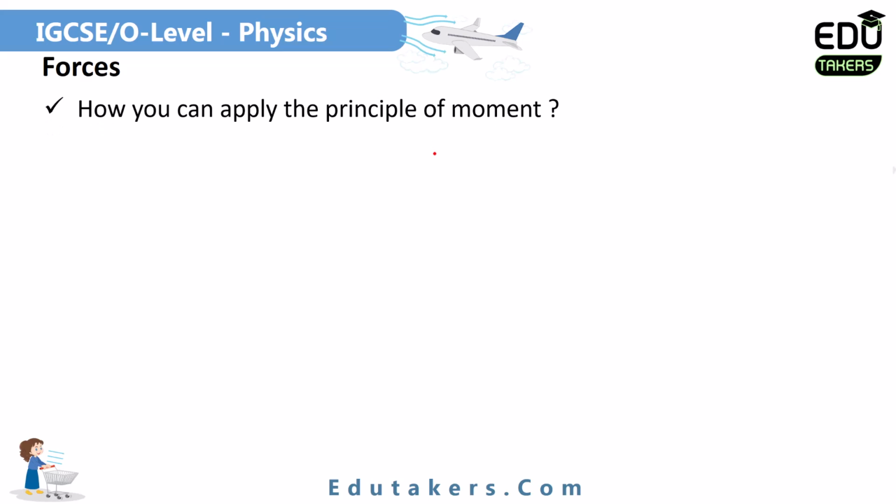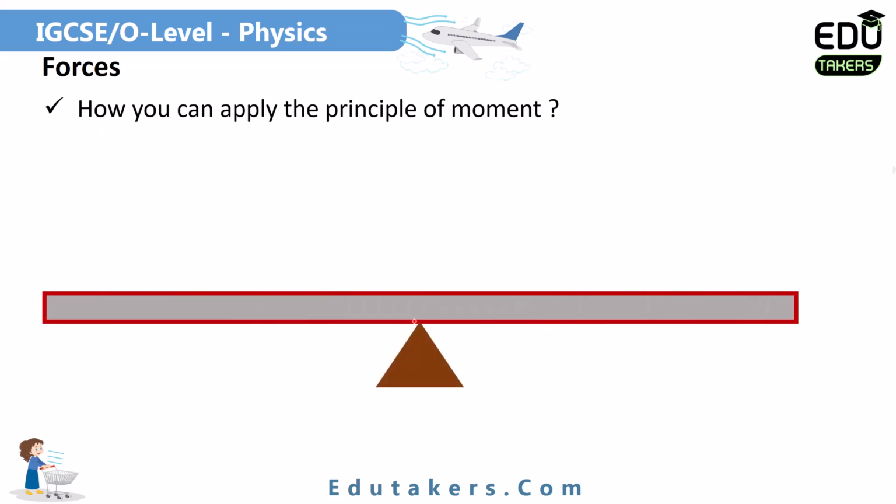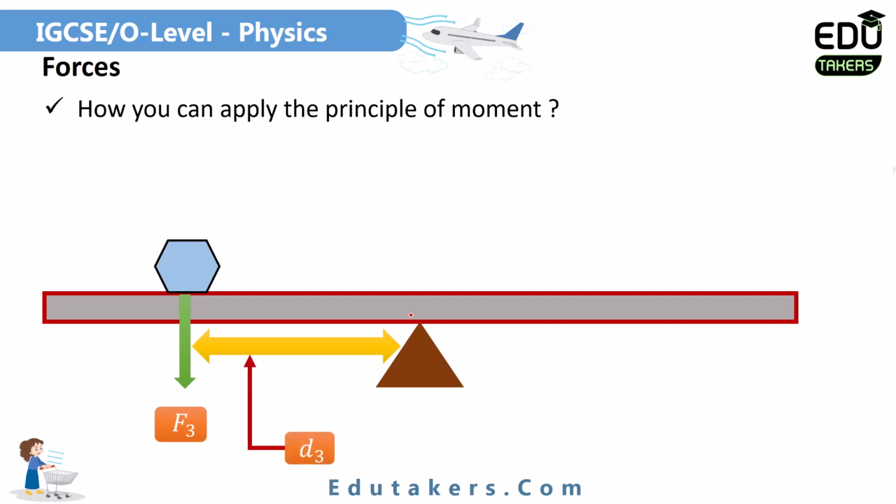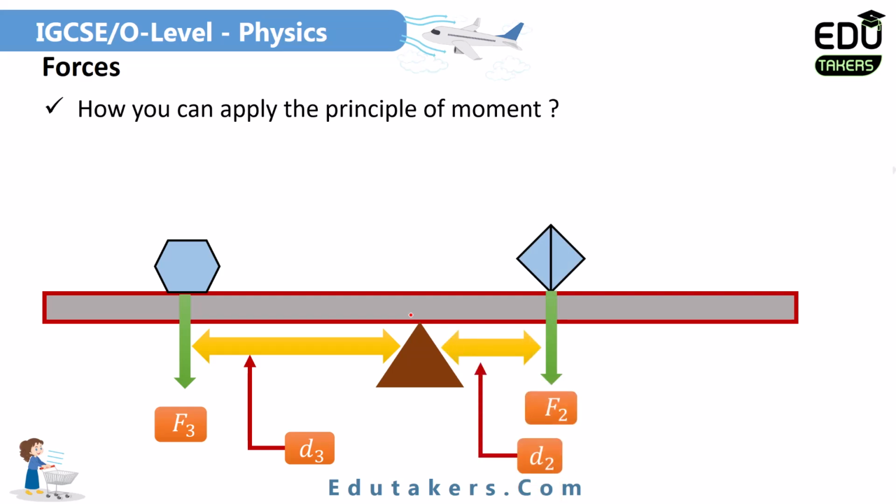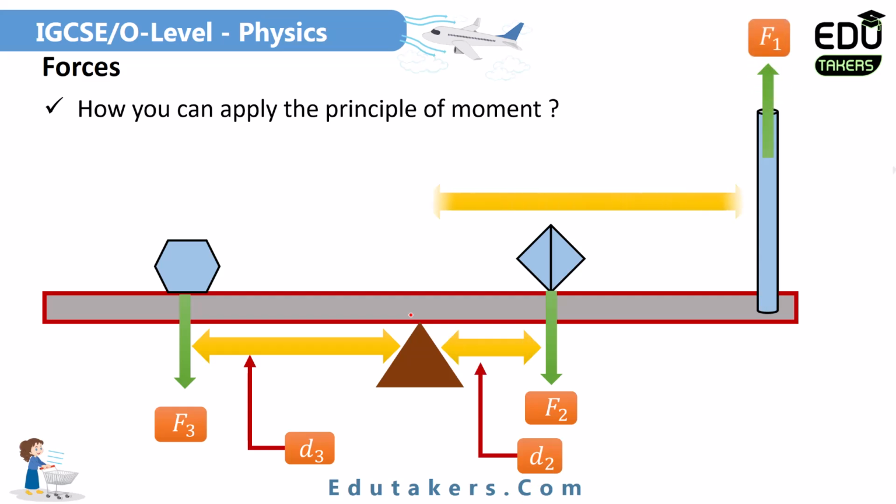How can you apply the principle of the moment? Basically here you have to apply the principle of the moment. First of all, here is a pivot point. You can see there is a force F3 acting here, whose distance is d3 from the pivot point. There is another force F2 acting and its distance from the pivot point is d2. There is also force F1 acting whose distance from the pivot point is d1. You have to apply the principle of the moment here. So how can you apply it?